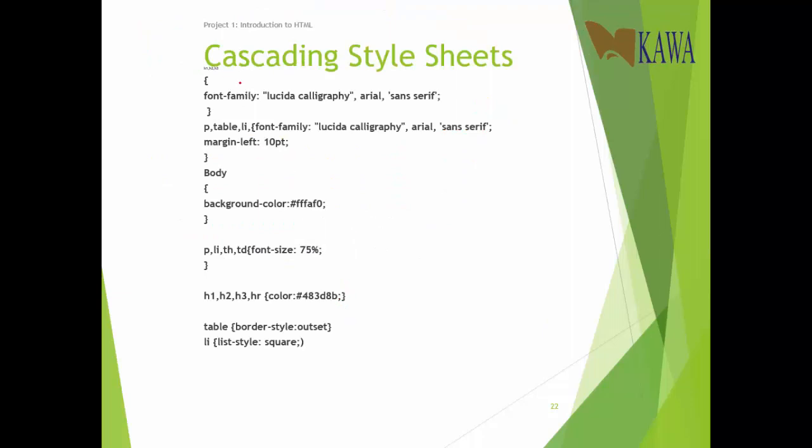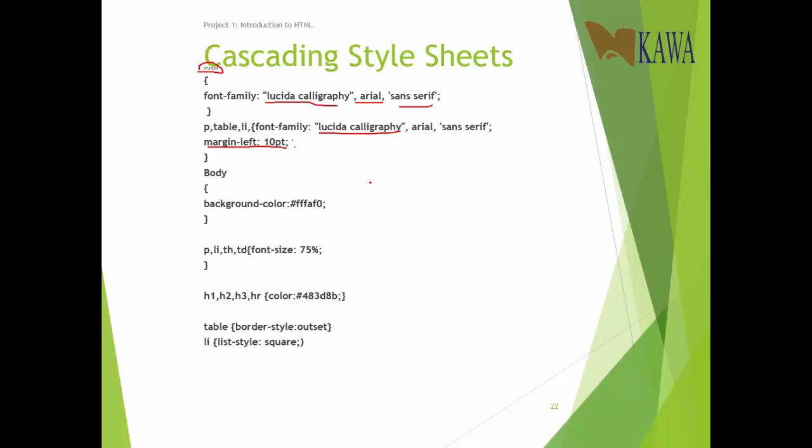So this is a simple example of a cascading style sheet. You can see this one is a style for header 1, header 2. It is going to use the font Arial, sans serif. That's the style for all headers. Each paragraph, table, and list item will use a font of Lucida, and it will have a margin left of 10 points. We are going to look at that in detail.